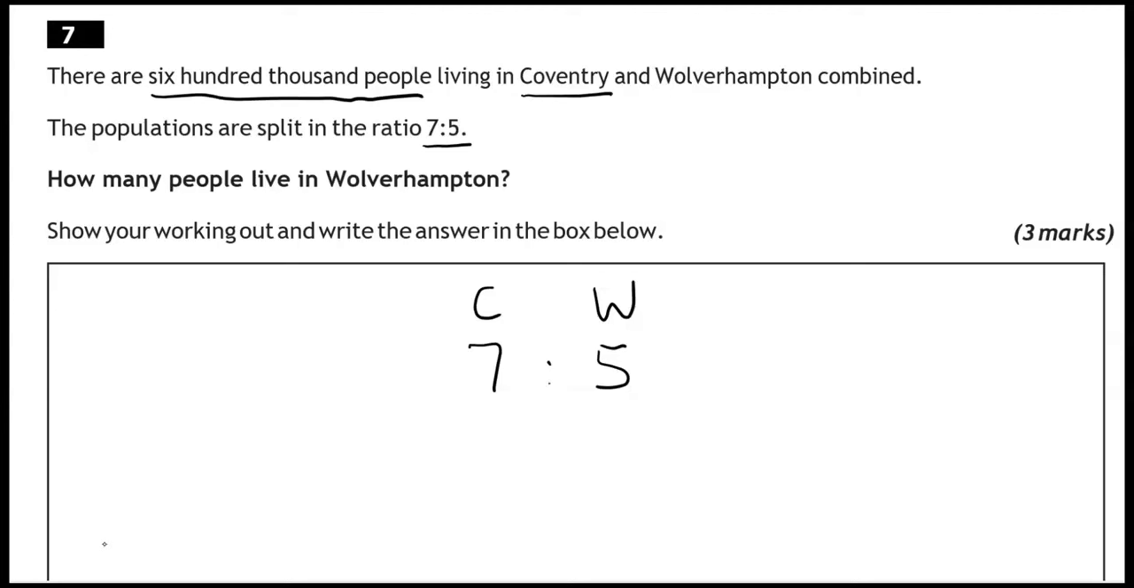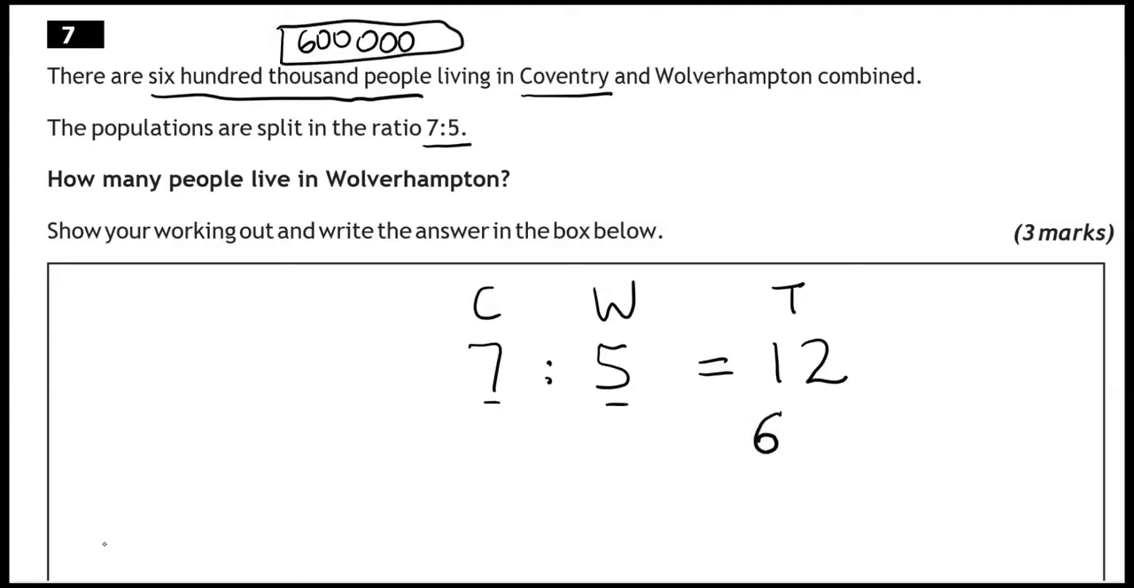And altogether that is 600,000. So we're talking about how many units are there in total. 7 and 5, that is 12. So that's the total combined in terms of units, whereas in terms of actual numbers, this is 600,000. So we're looking at finding how many people live in Wolverhampton. So that's this number here.